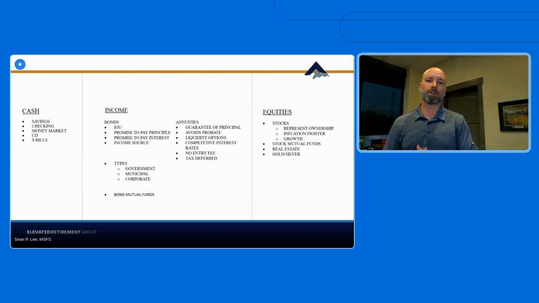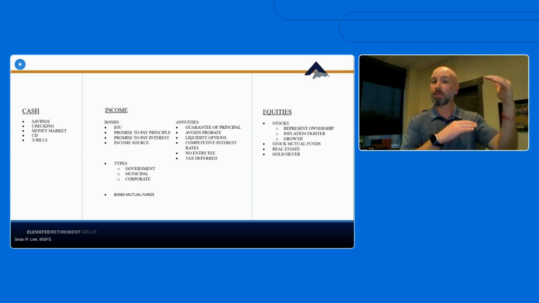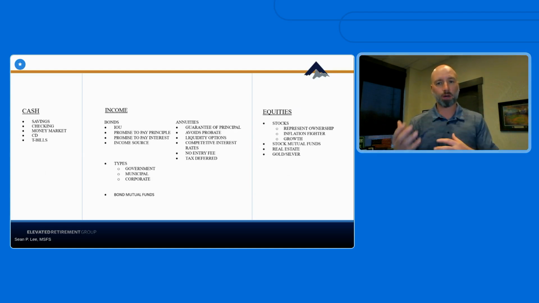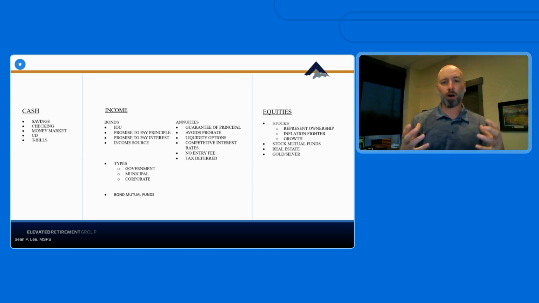As we move over to the next asset class, that's the income class. Now, the income class has three main areas. You've got bonds, which are individual bonds. You've got bond mutual funds, and you have what are called annuities, which we'll talk a little bit about here in a second. But what is a bond?